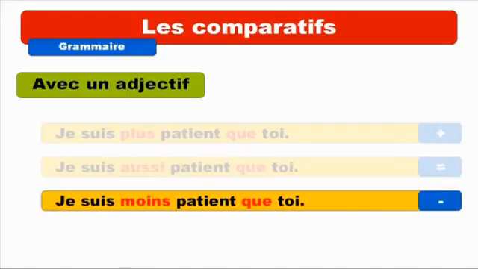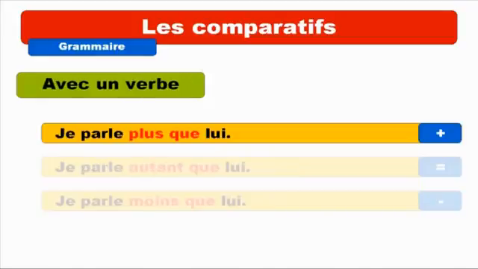And the last one, it's je suis moins patient que toi. Keep in mind that if you're using an adjective, you've got to use plus, aussi, moins, and then you've got to use que.